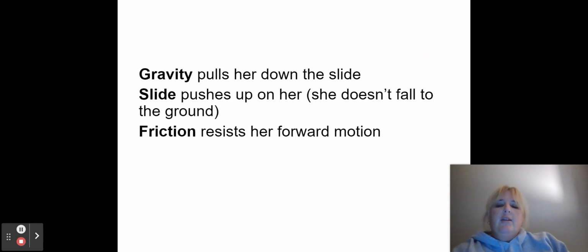The force of gravity is going to pull her down the slide. The slide is pushing back against her. We call that friction. Friction is that force that's resisting motion or slowing something down. The slide is also pushing back up on her so she doesn't fall through to the ground.